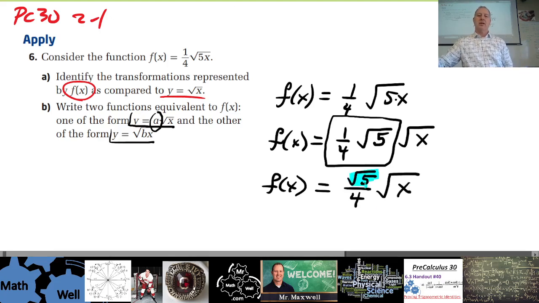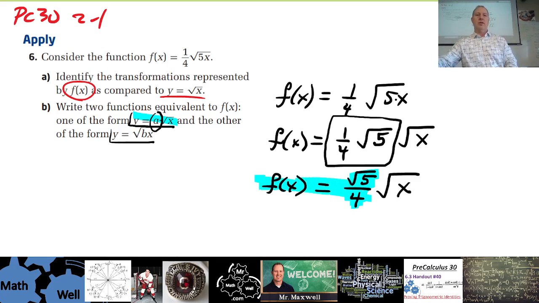Okay, and that's just a number, square root of 5 over 4. There's no variable in there, so that's okay. And to have a root sign in a fraction's fine. Okay, so that's this one. Make sense? Does everyone understand that? Okay, let's do the other one.